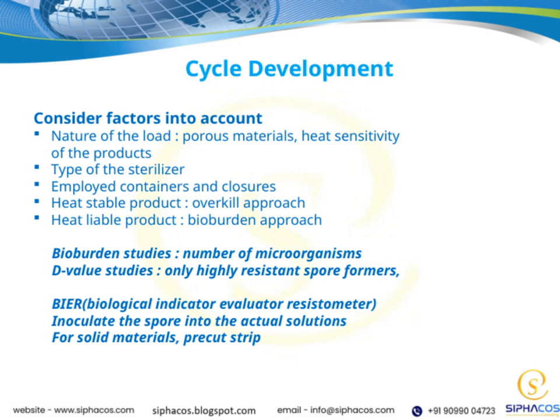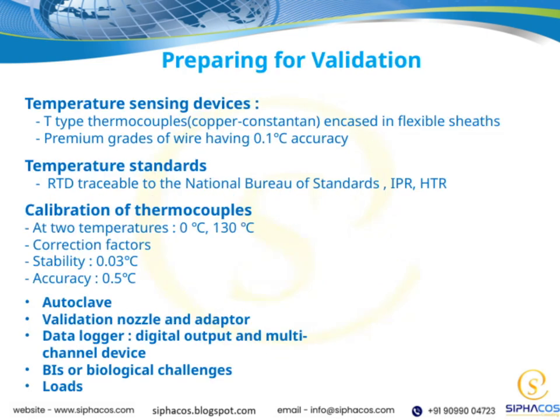Finally, cycle development is a critical phase. It involves fine-tuning the sterilization process based on these studies and factors, ensuring that the cycle is both effective and efficient for the specific load we're sterilizing. Now, let's look at the setup for autoclave validation. First, we have the validation nozzle and adapter, which are essential for ensuring that the sterilization process is evenly distributed and effective.